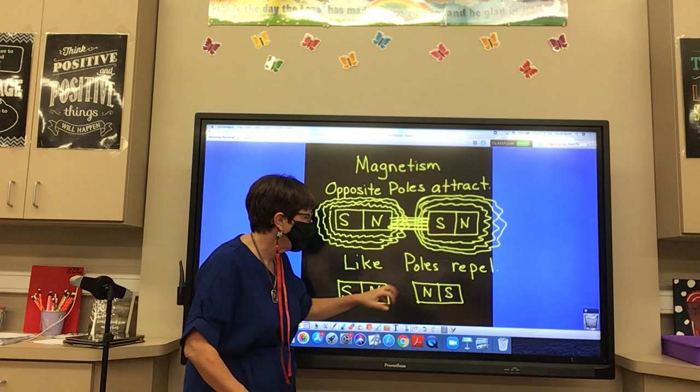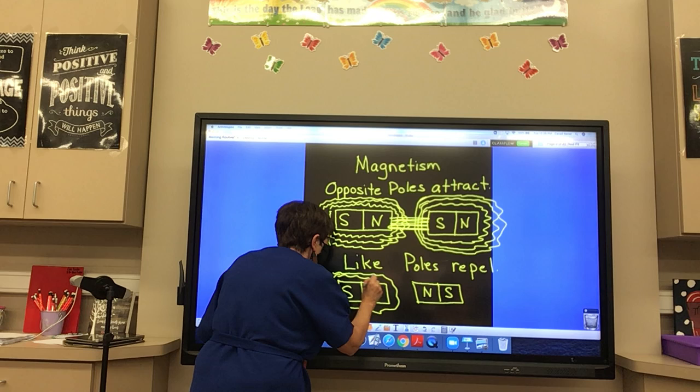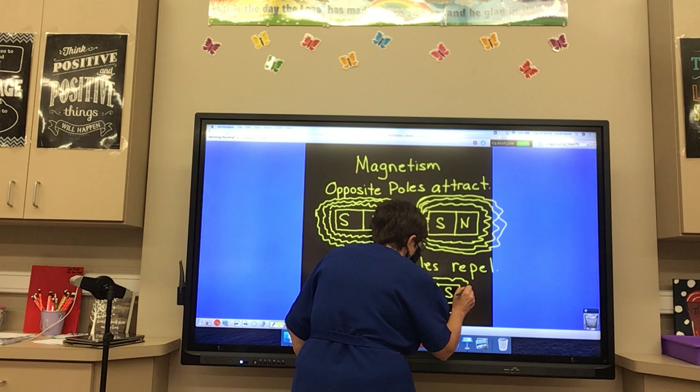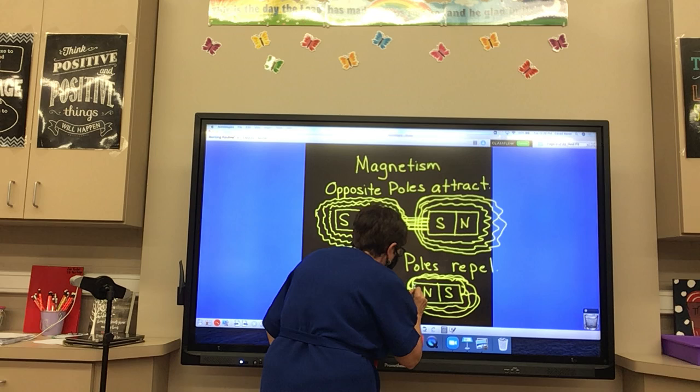So now I'm going to draw. You're drawing with your yellow marker. I'm going to draw my magnetic field around them, like they have a good magnetic field. Okay, draw your magnetic field, boys and girls. So my magnets have a magnetic field.